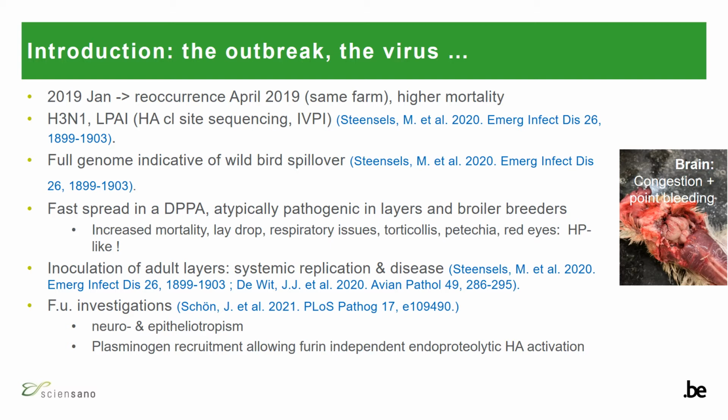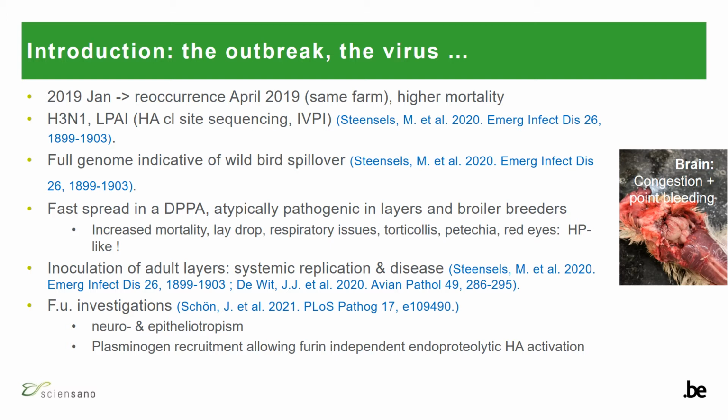And the full genome of the index case indicated that it may have been a spillover from a wild bird population. However, the outbreak spread really fast in a densely populated poultry area, and it showed an atypically high pathogenicity in reproductively active hens, including mortality, lay drop, and even respiratory and nervous symptoms.